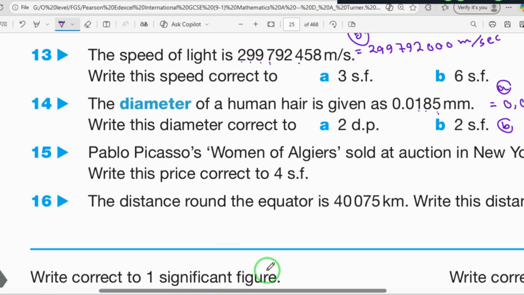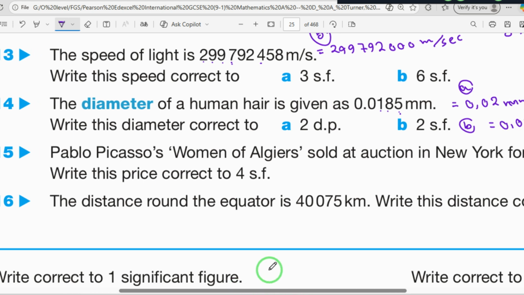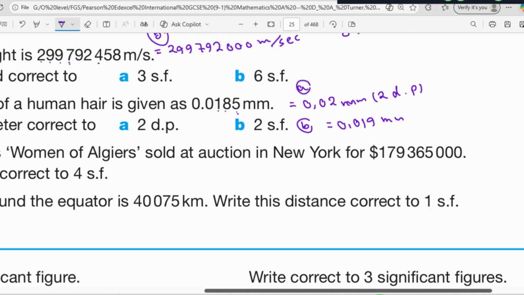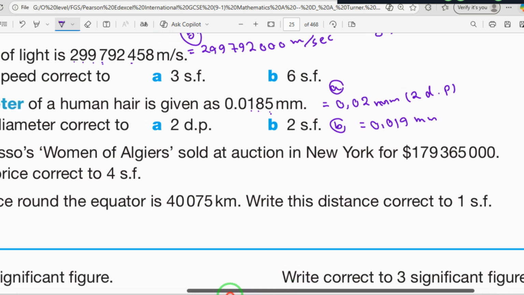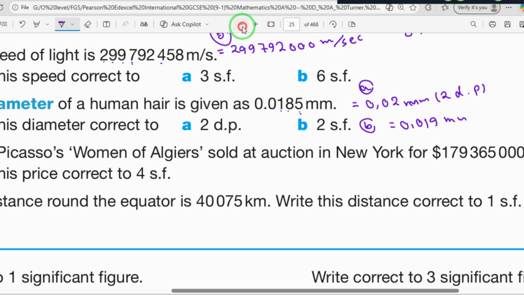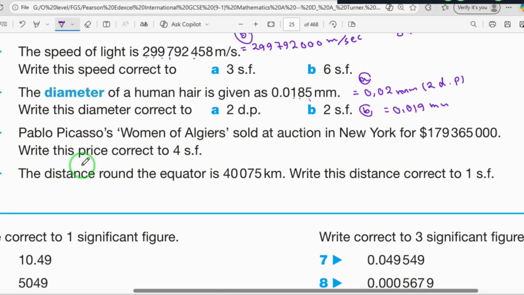Question number 16. Question number 16 said Pablo Picasso's Woman of Algiers was sold at auction in New York for 179,365,000 US dollars. Write this price correct to 4 significant figures.